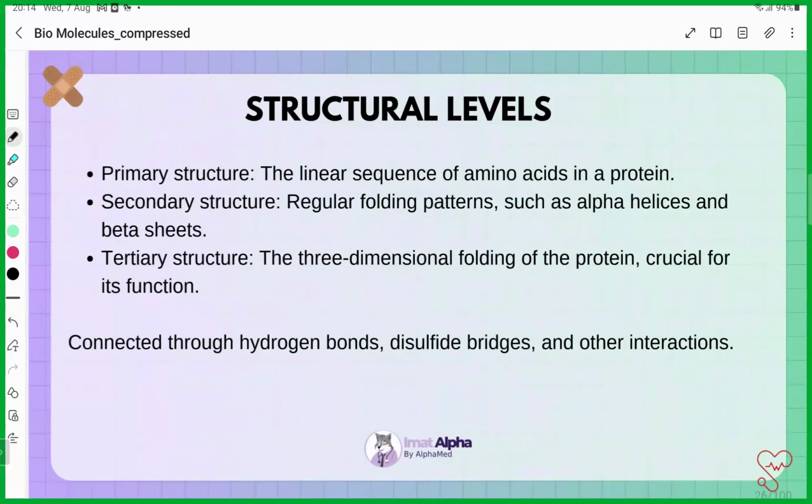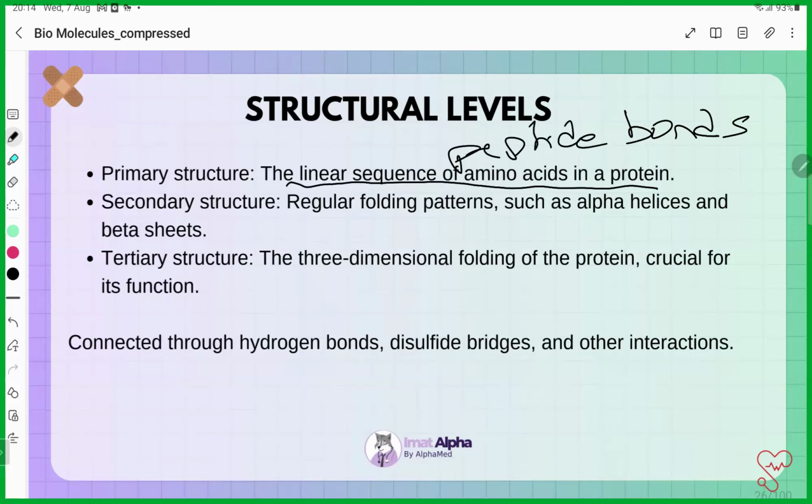Okay, I have a B in my room. Primary structure, the linear structure of amino acids in a protein. Amino acids and linear sequence. So the linear sequence of amino acids in a protein, this means peptide bonds. Okay. Secondary structure, regular folding patterns such as alpha helix and beta sheets, and these ends up with hydrogen bonds. Tertiary structure, the three-dimensional folding of a protein, crucial for its function, covalent bonds. And the quaternary structure have peptide bonds, hydrogen bonds, covalent bonds, and ionic bonds.